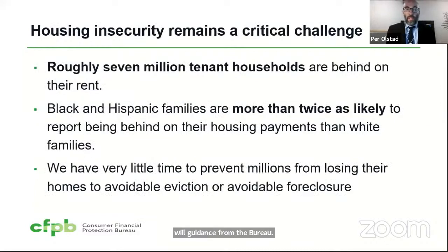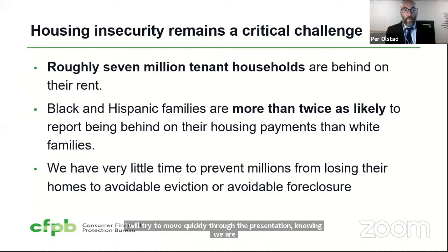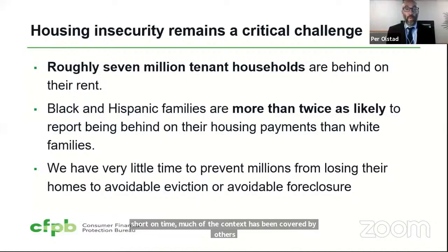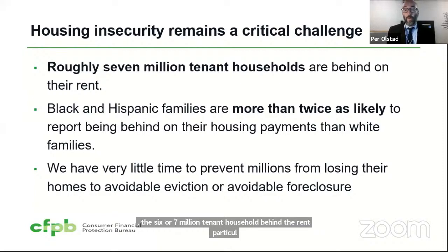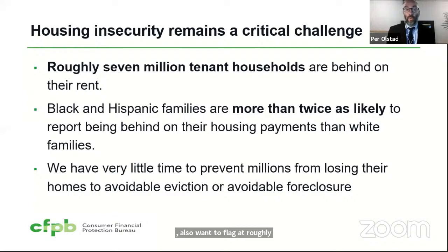So I'll try to move quickly through the presentation here, knowing that we're a little short on time, and much of the context has already been covered by others. The 6 to 7 million tenant households who are behind on their rent, particularly acute among communities of color and in certain areas of the country. I did also want to flag that a little more than 500,000 older adults are in households that are behind on rent, and many of them also report being very or somewhat likely to face eviction.